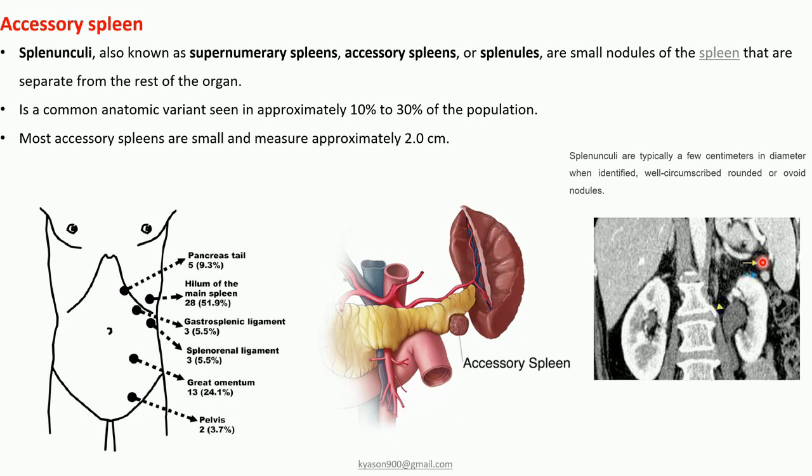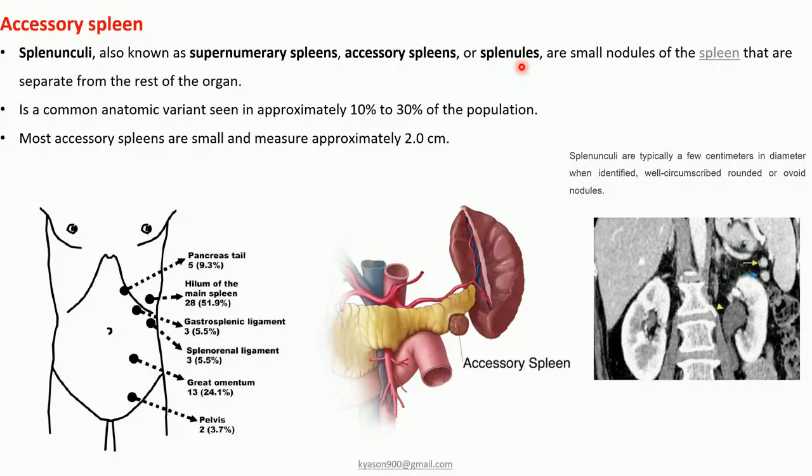Okay, that is accessory spleens, or what we call splenunculi, or supernumerary spleens, or spleniculi. All this means the same. These can form if the mesodermal tissues don't condense, and then it's possible for them to easily reside in different anatomical locations in the abdominal cavity. If that happens, we call that accessory spleens, or splenunculi, or supernumerary spleens.